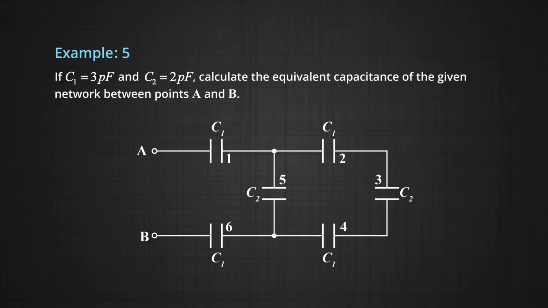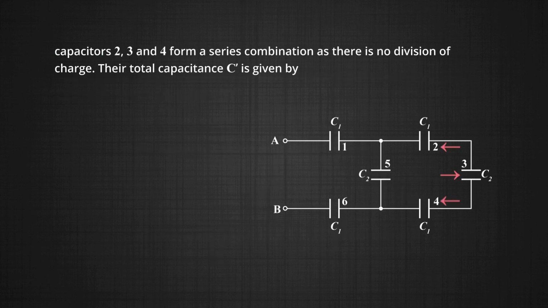Now, example 5. If C1 is 3 picofarad and C2 is 2 picofarad, calculate the equivalent capacitance of the given network between points A and B. The network is as shown in the diagram. Here you see clearly the capacitors labeled as 2, 3 and 4. They form a series combination as there is no division of charge.